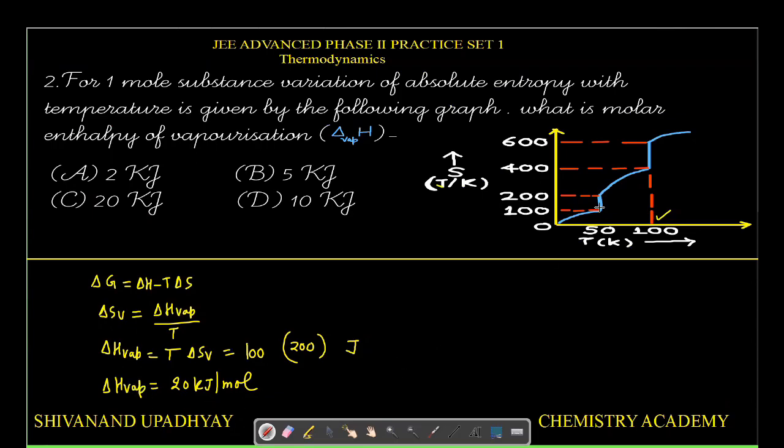Same way, by this difference, I can calculate the enthalpy change of solid to liquid, so fusion, delta H fusion. If I have to calculate delta H fusion, I can say that it is equal to 50 into the entropy change, that is equal to 100. So this value is equal to 5 kilojoule per mole. So delta H fusion is 5 kilojoule per mole and delta H vaporization is equal to 20 kilojoule per mole. So the answer of this question will be C.